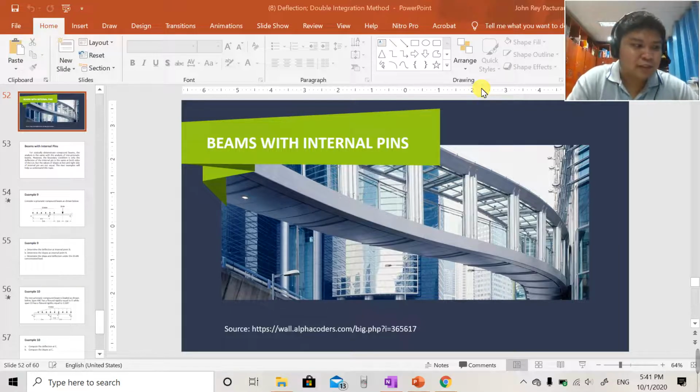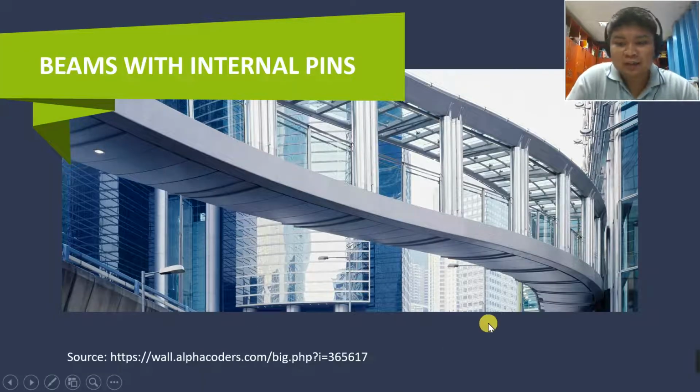So actually, for the beams with internal pin class, parehas din lang naman ang mangyayari. Ikakat mo lang siya doon sa internal pin and magkakaroon tayo ng higit sa isang span na i-consider. Okay? So, para mas maintindihan nyo, ito yung ating presentation and magbibigay nga ako ng dalawang examples related to that. So, simulan na natin.